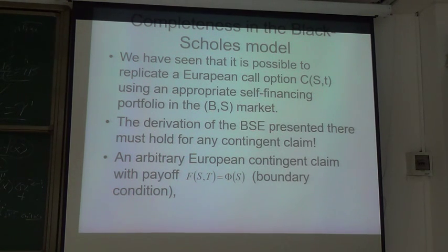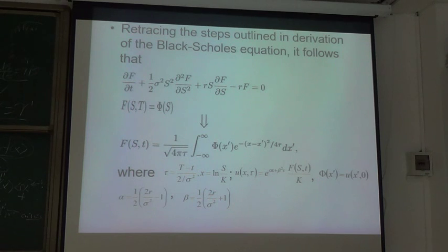presented there must hold for any contingent claim. An arbitrary European contingent claim will pay off f(S_T), and this is the boundary condition. And retracing the steps outlined in the derivation of the Black-Scholes equation, it follows that it is the general form of the Black-Scholes equation.